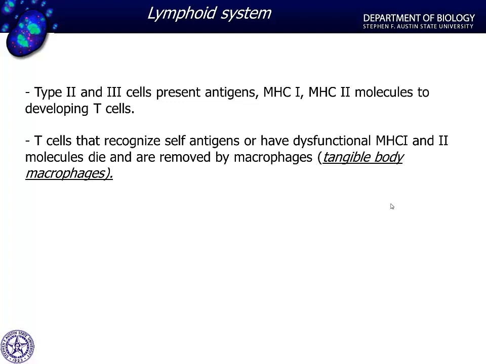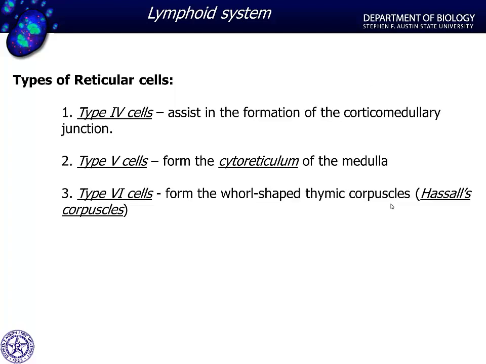Now, the T cells that recognize self-antigens, or that have the MHCs 1 and 2 that are not functional, meaning they bind too tightly or they bind too weakly, are going to be signaled to undergo apoptosis, and they're going to be removed by macrophages. Here in the thymus, sometimes they're referred to as tingible body macrophages, but for all intents and purposes, they are the macrophages that we know, and they will be removing the debris that's left over from apoptotic thymocytes.